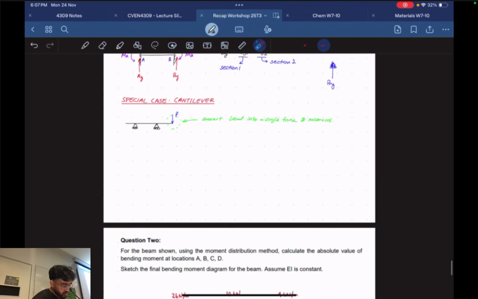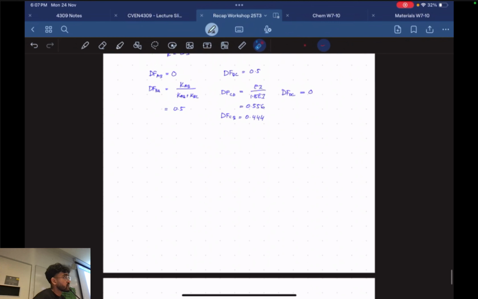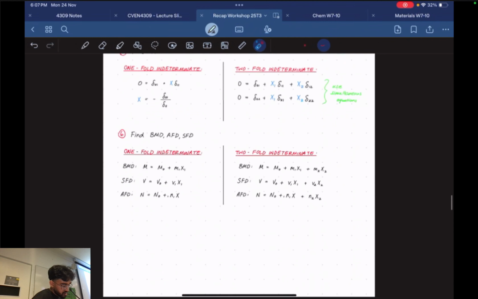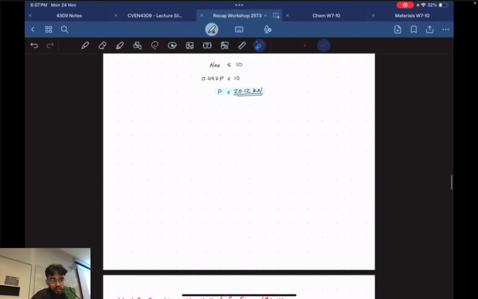And then after you find your moments, you're going to have to find the reactions at each point. That's going to help you find your shear force diagram and then your bending moment diagram, and that's it. That's the question. I couldn't go through this part here, but we'll end it there. So I'll stop the recording now.